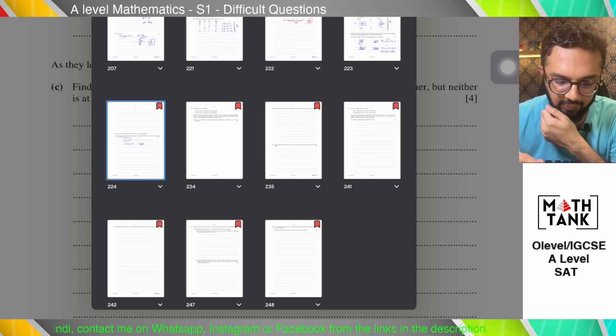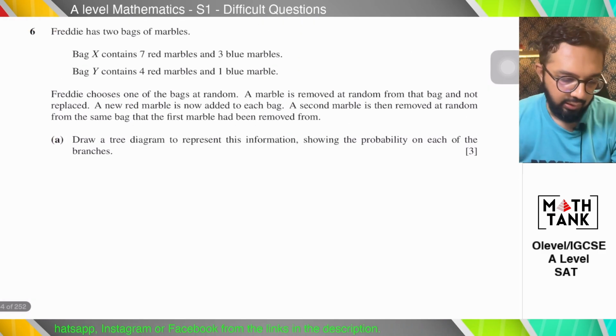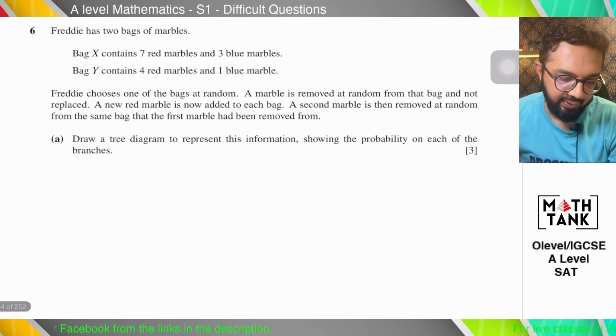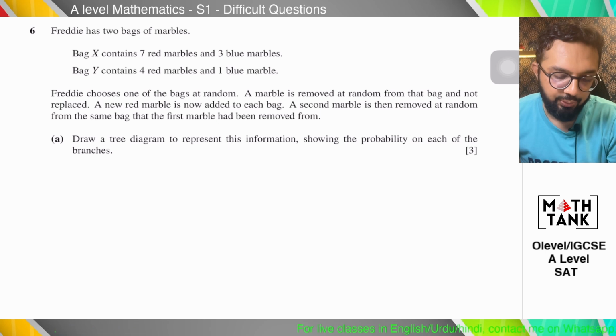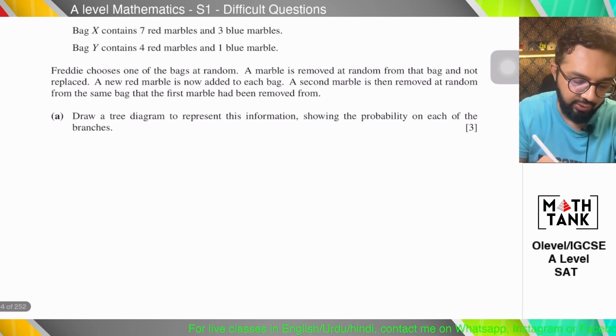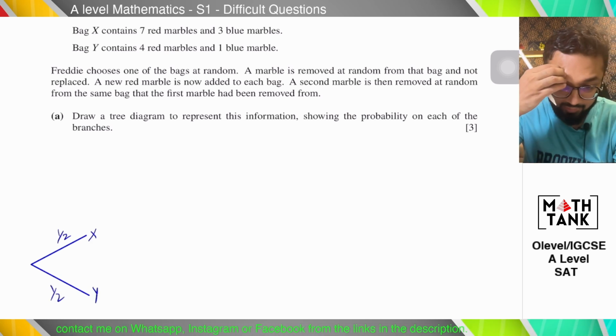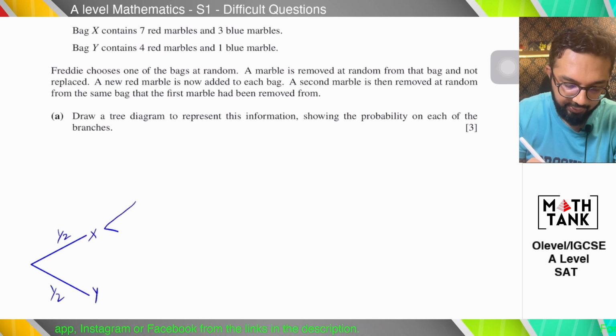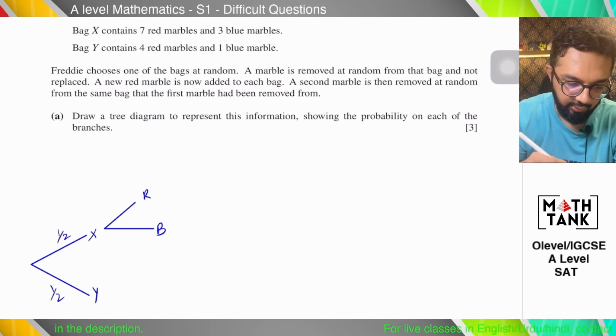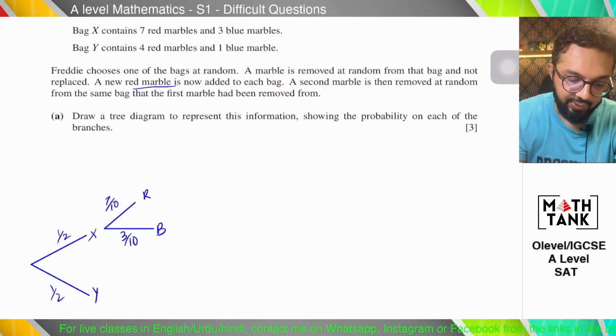Okay, showing you the last few questions that I have here now. It says Freddy has 2 bags of marbles. Bag X contains 7 red marbles and 3 blue marbles. Bag Y contains 4 red marbles and 1 blue marble. Freddy chooses 1 of the bags at random. Okay, so when he's choosing a bag, the first sequence of events is choosing the bag. A marble is removed at random from the bag and not replaced. A new red marble is now added to the bag.